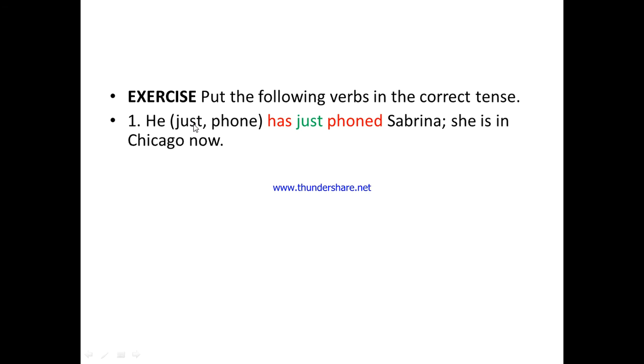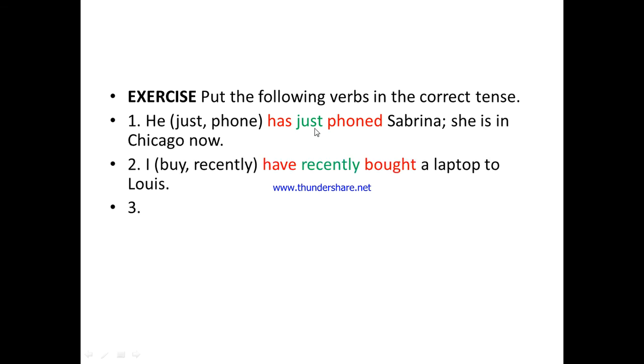When we see the expression "just", we must use the present perfect. Of course, this expression we also use with the past perfect, which has the form had plus past participle. But the past perfect must be with another verb in the simple past, and we are going to see that in a moment. So he has just phoned Sabrina. She is in Chicago now. So what is the expression? It is "just".